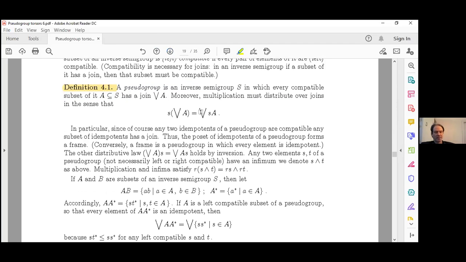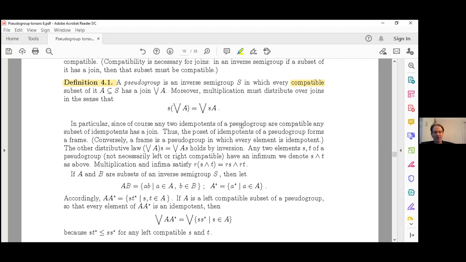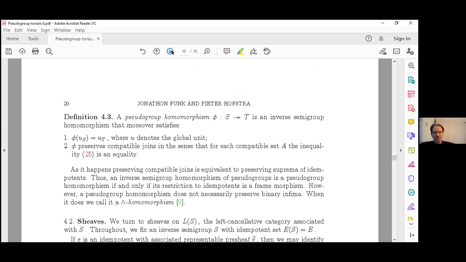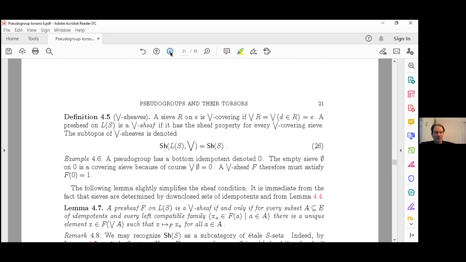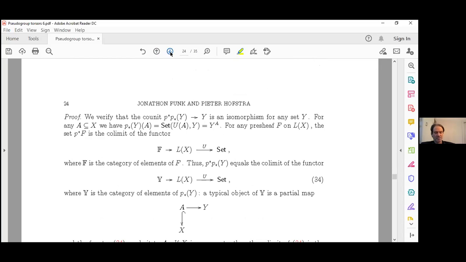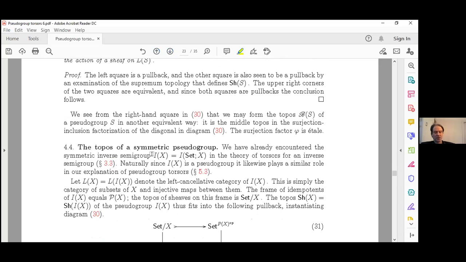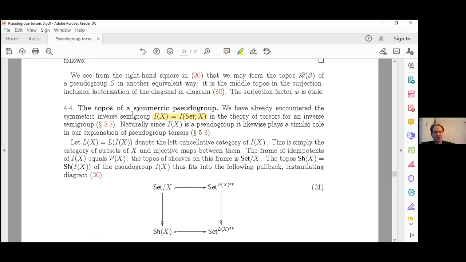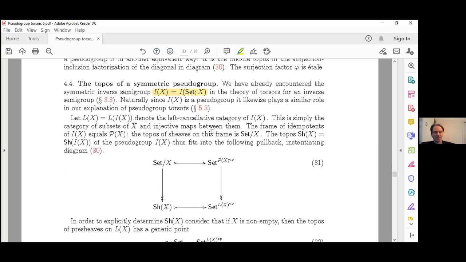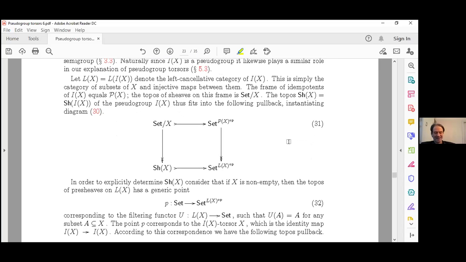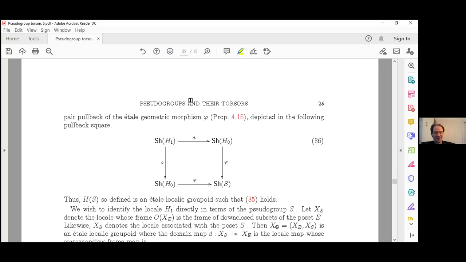It's an inverse semigroup in which every compatible subset of it has a join. And moreover, multiplication must cooperate in this sense. Anyway, let's go to what is a pseudogroup torsor. It's interesting, now that you know that this I of X is a pseudogroup, you might ask, well, what is the topos of such a pseudogroup? And this gives you a good idea of why coordinatized toposes are necessary. As a matter of fact, what do you think the topos of this I of X is? It turns out that it is sets.